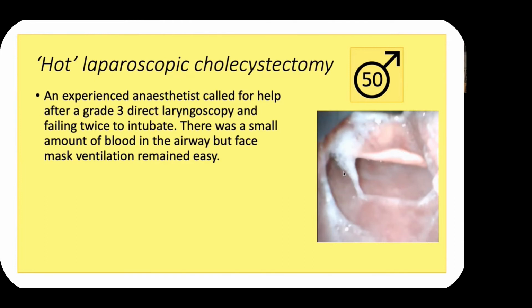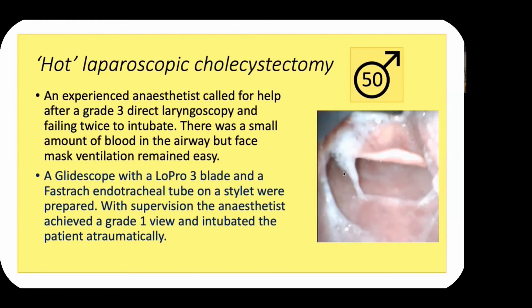There was a small amount of blood in the airway, but face mask ventilation remained easy. A GlideScope with a LoPro 3 blade and a fast track endotracheal tube on a stylet were prepared. With supervision, the anaesthetist comfortably achieved a grade 1 view and was able to intubate the patient atraumatically.